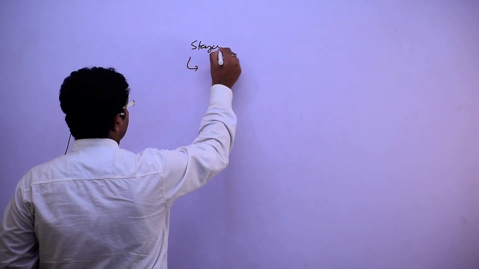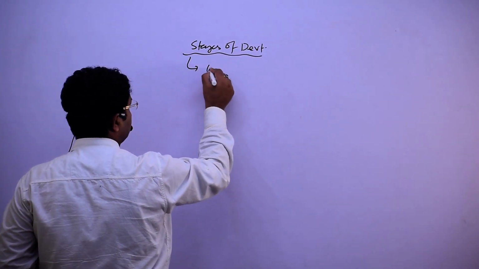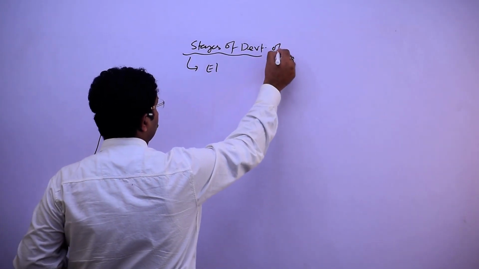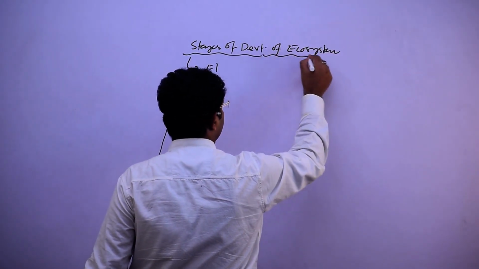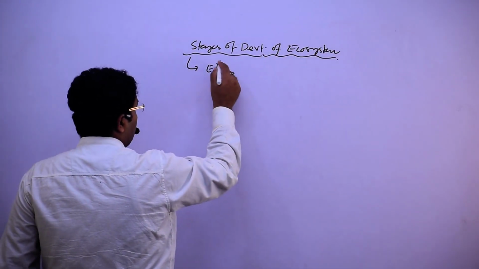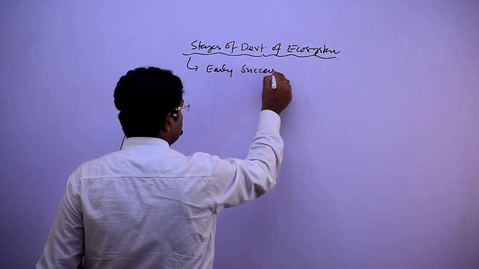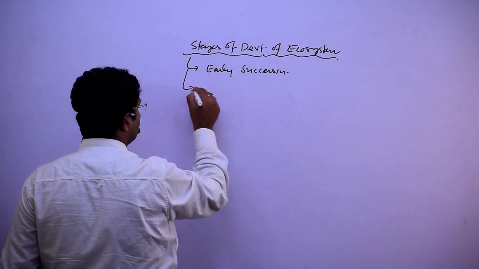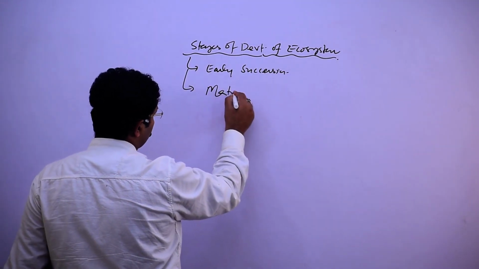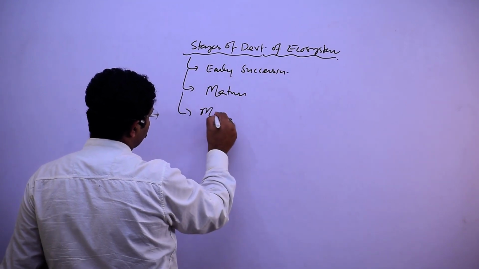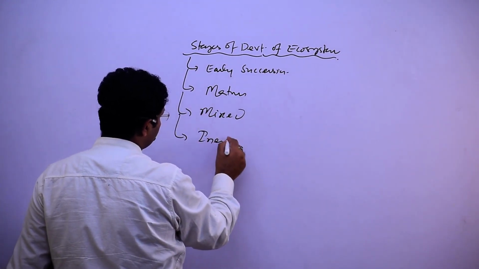Stages of development of ecosystem. I said that early succession. Second क्या है आपका? Mature. Third क्या है आपका? Mixed. And fourth is your inert.